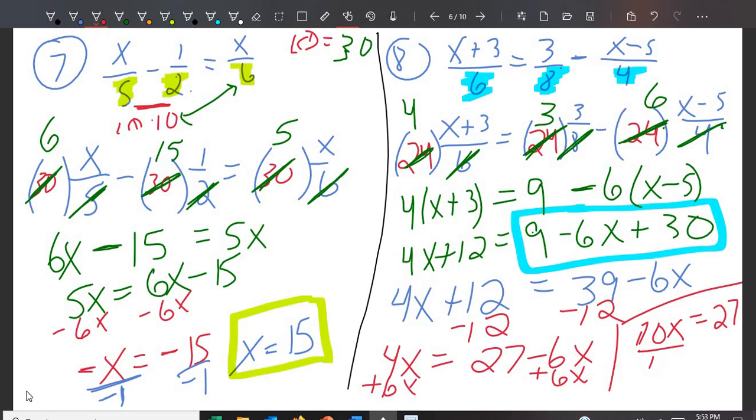But this time when we divide by 10, we're left with a fraction, and that's okay. The answer turns out to be 27 over 10. So that's the final answer. You will get fractions sometimes, which is okay. Don't freak out over that. But the deal with the fractions to start with is common denominator.